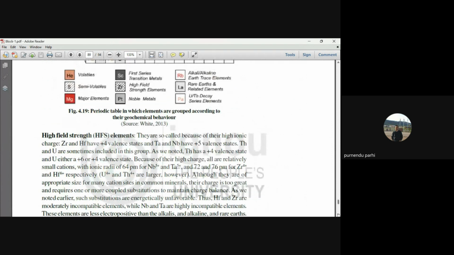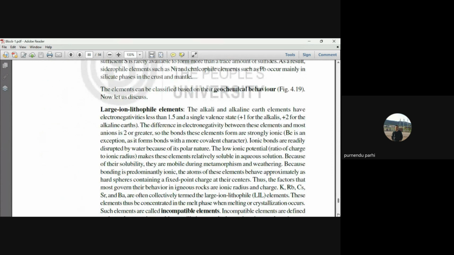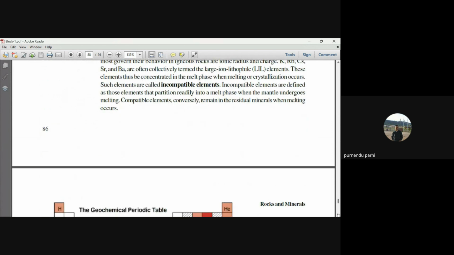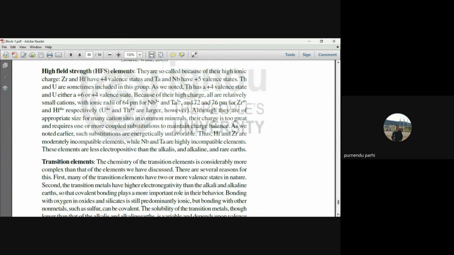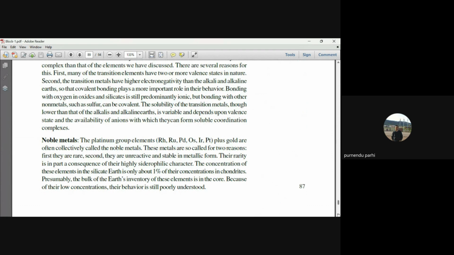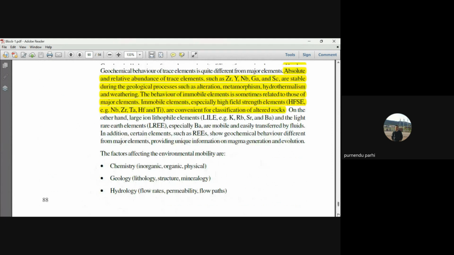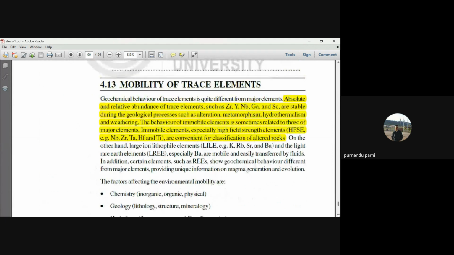Then you have high field strength elements, large ion lithophile elements, transition elements, and noble metals. Then mobility of the trace elements. Geochemical behavior of trace elements is quite different from major elements. Absolute and relative abundances of trace elements such as zirconium, yttrium, niobium, gallium, and scandium are stable during geological processes such as alteration, metamorphism, hydrothermalism, and weathering.